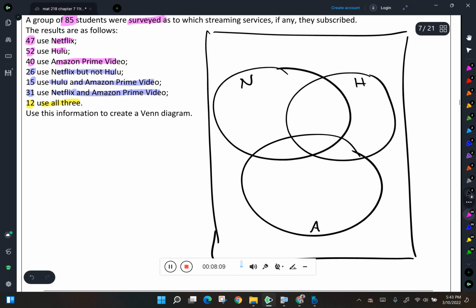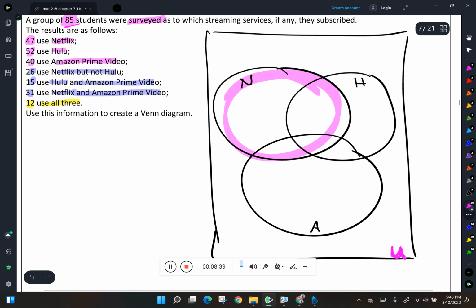85, is that a useful number? This 85 up here. Well, not really, because all that tells me is that inside of my box, my universe, I'm going to have to find homes for 85 people. But there are, if I remember correctly, 8 regions that could fall into. So that's really not going to help me. All right, how about 47? Is that helpful? Well, 47 use Netflix. That's nice, but using Netflix just means you're somewhere inside of this circle.